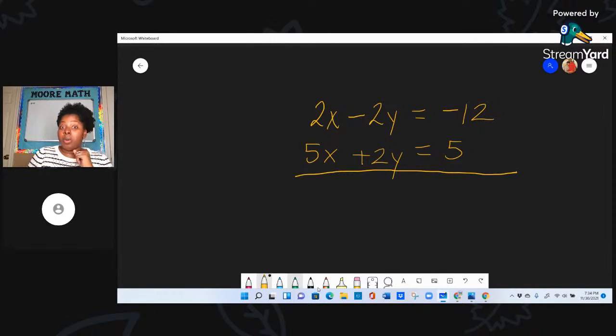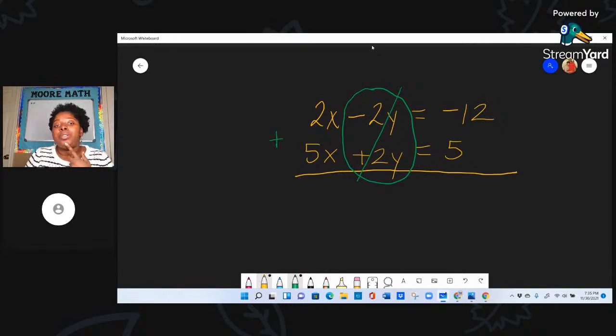The y. Okay, why? Because one's positive, one's negative. Good. So they're opposites, right? Which means when I add them together, what's my answer? They cancel out. So they actually made this really easy for us because I'm going to add these two equations together, and the minus 2y and plus 2y are going to cancel out.